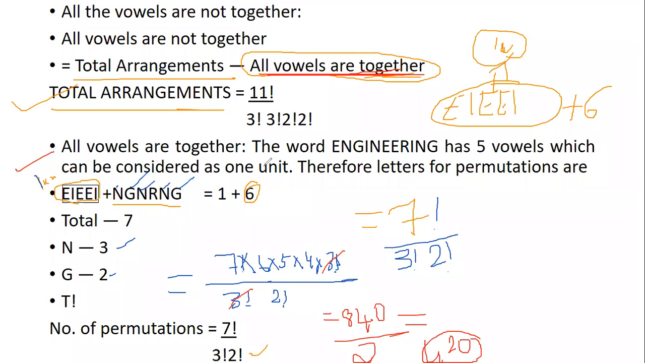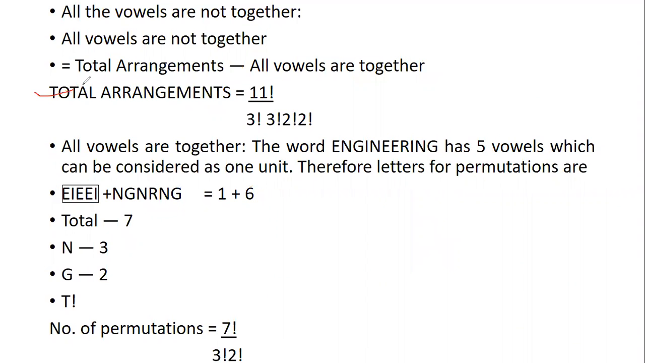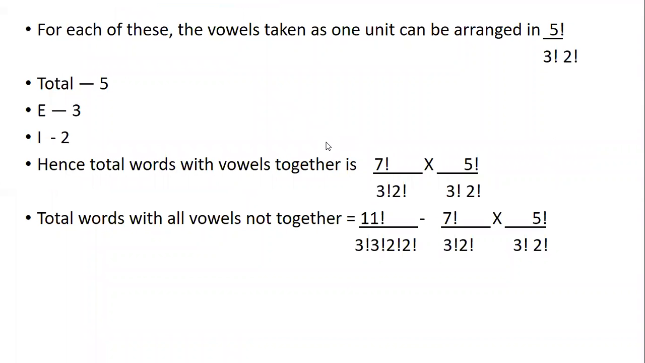Now we have total arrangements. Now also we have all vowels together. Okay, now since we have every piece of information that is required in the formula, let us find out all vowels not together. Now the vowels that are taken as one unit can be arranged in 5 factorial and 3 factorial.